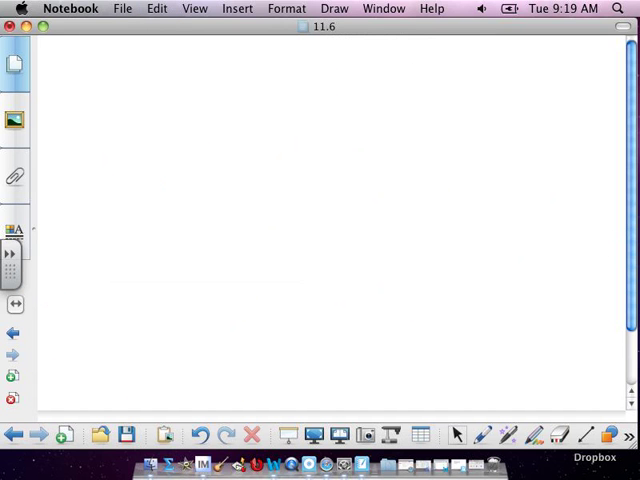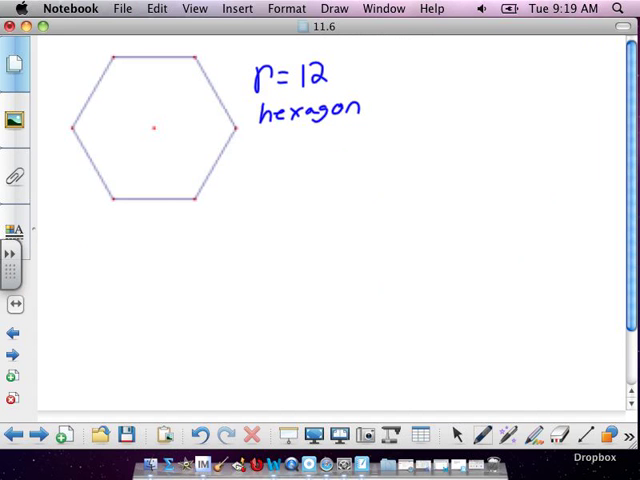Okay. Let's talk about what we know about this piece. We know the radius is 12. What kind of shape is it? Hexagon. Okay? I like to write the area formula next to it because I like to remember what I need. I need area equals 1/2 the apothem and the perimeter. So I have to know what the apothem and perimeter is before I can do that formula.